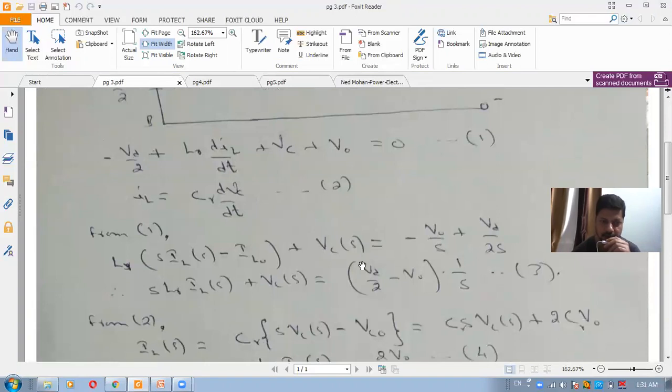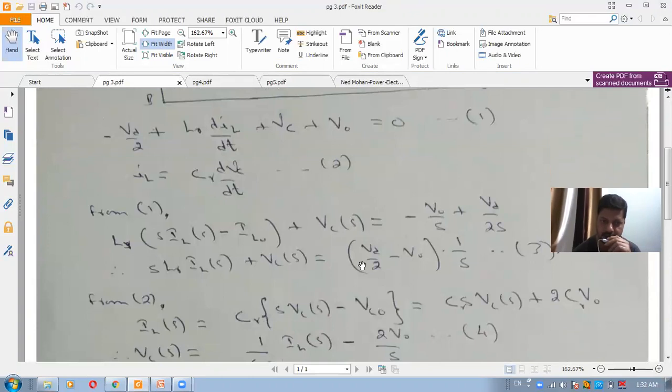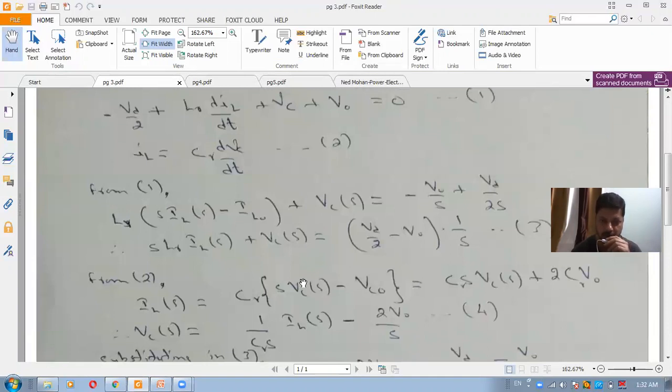Since IL0 is equal to 0, this becomes SLR IL of S plus Vc of S is equal to Vd by 2 minus V0 into 1 by S. Also from the second equation, IL of S is equal to CR into S Vc of S minus Vc0, or it is CR S Vc of S. And if we substitute the initial condition, that is Vc0 is equal to minus 2V0, it becomes plus 2CR V0. Or Vc of S is equal to 1 upon CRS IL of S minus 2V0 by S.